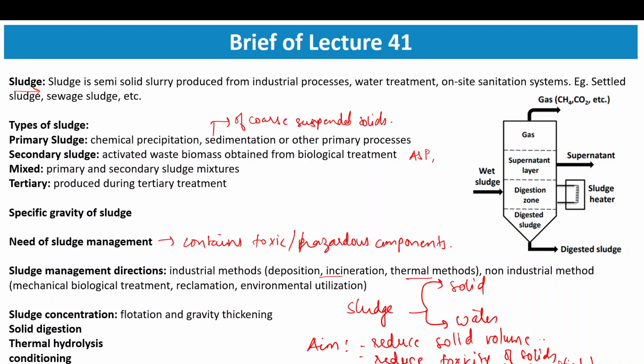So we try to reduce the volume of solid, and also the toxicity of solid needs to be reduced. That is but obvious, and we recover the water so that it is lesser and lesser wasted. So, since these are the aims, the first step is to concentrate the sludge. Okay, so concentration of sludge, what does that mean?